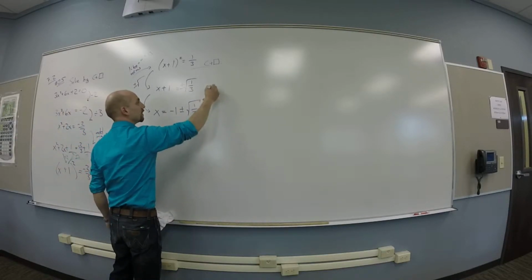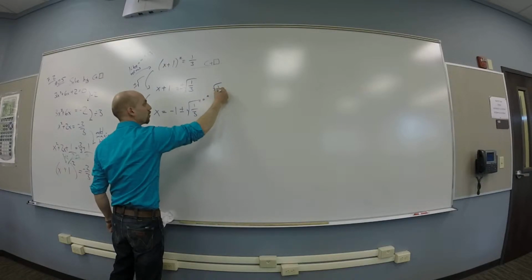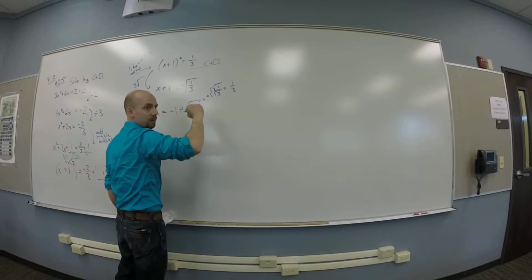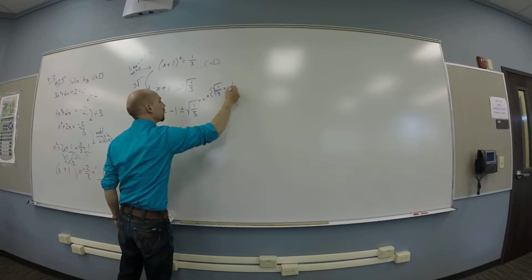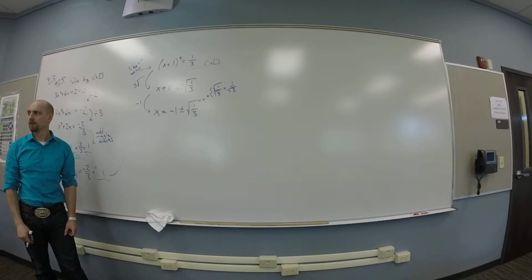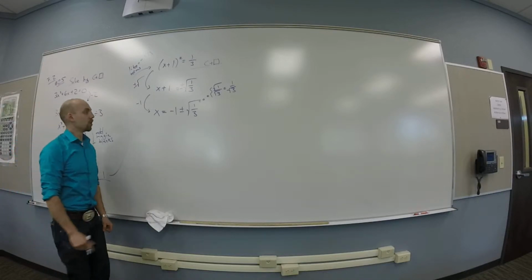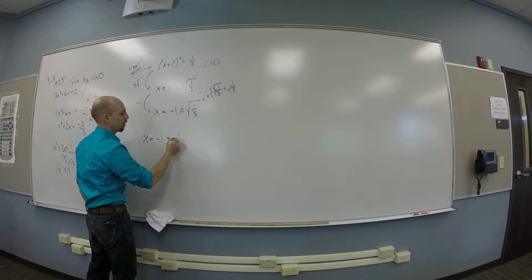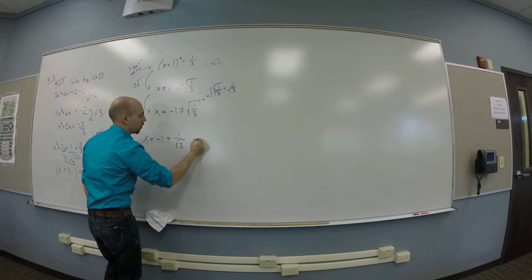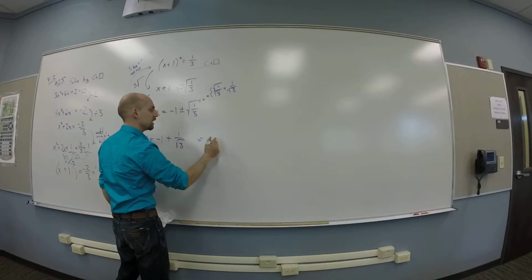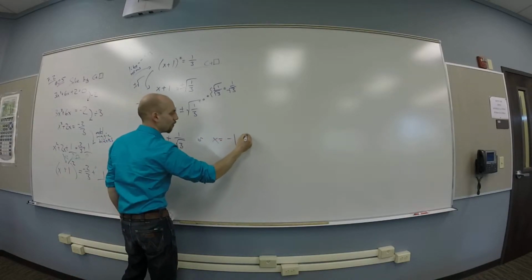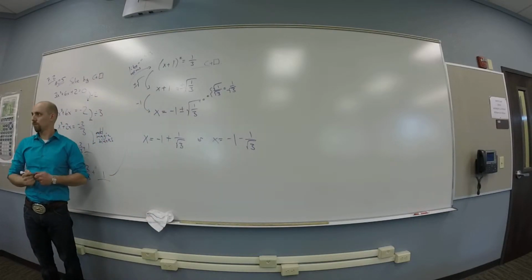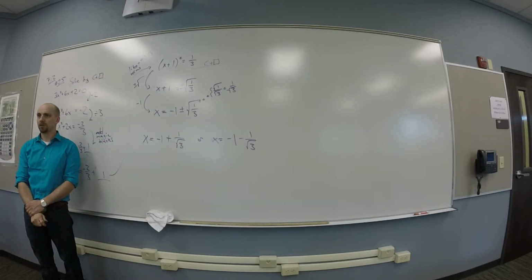I might think to myself, this is the square root of 1 over the square root of 3, which is 1 over the square root of 3. Cool? So I could rewrite my answers as x is negative 1 plus 1 over the square root of 3, or x is negative 1 minus 1 over the square root of 3. You guys cool with this?